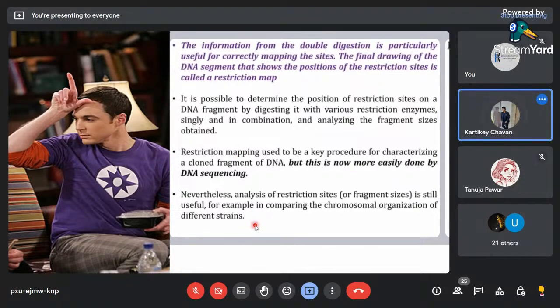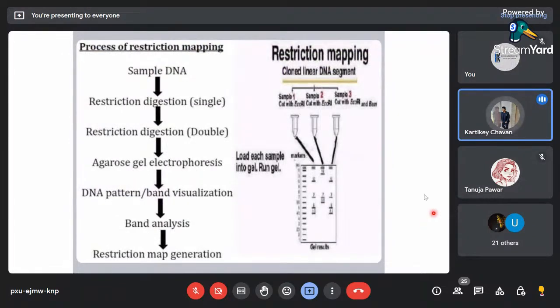Next, please. So what is the process of restriction mapping? First we have to take the sample DNA. We have to digest it using the restriction enzyme. We can use type 1, type 2, type 3, or type 4. If you want accuracy, we can go for the type 2 restriction enzyme. After that comes the restriction digestion.